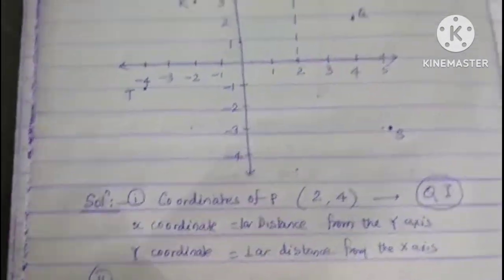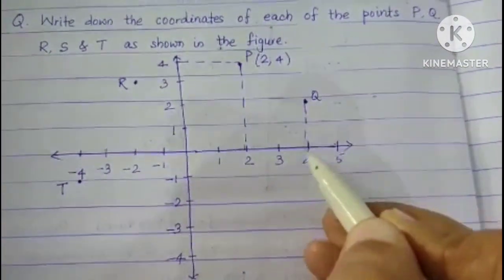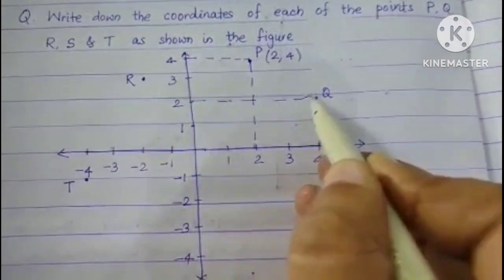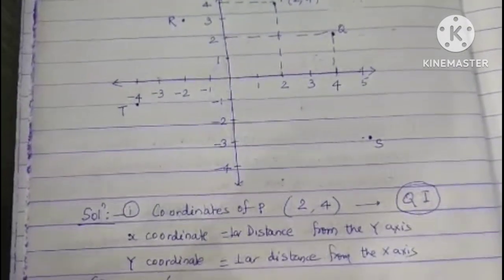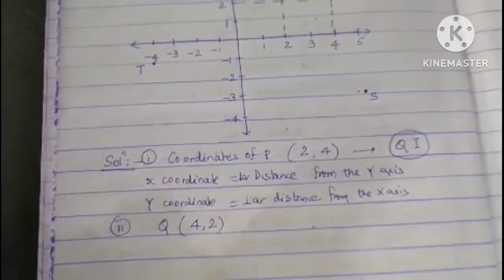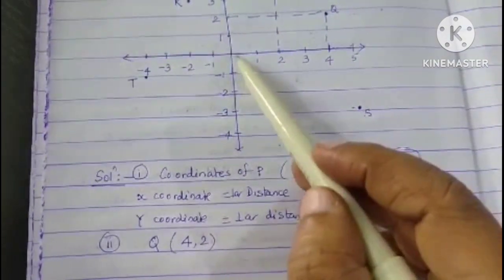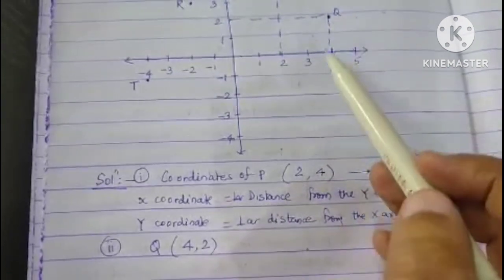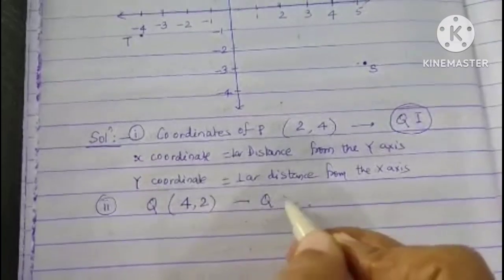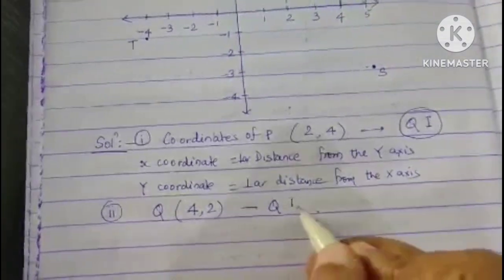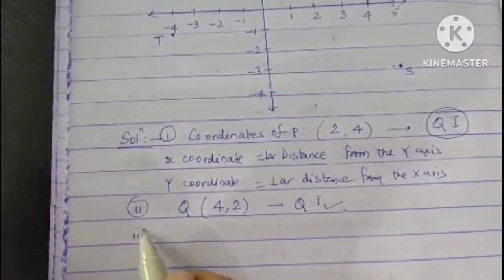Second one, let us take point Q. We will drop perpendiculars here and here. So directly we can write the coordinates of Q as (4, 2), because this 4 is the perpendicular distance from the y-axis and this 2 is the perpendicular distance from the x-axis. It lies in quadrant 1. I am not writing these things, you can understand. Now let us see the next question.